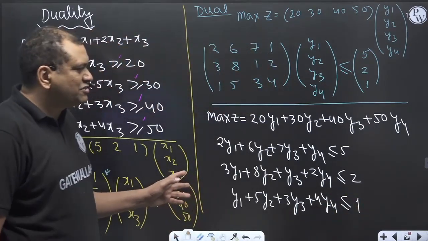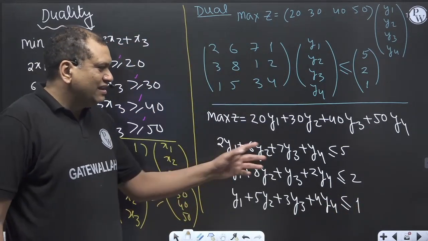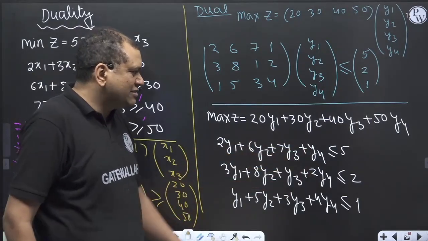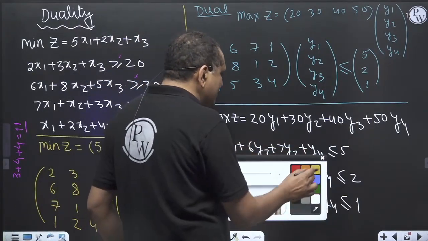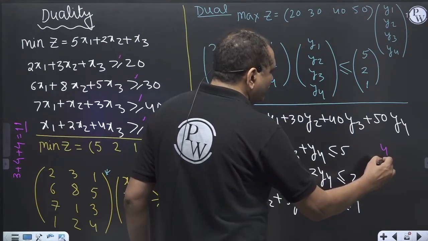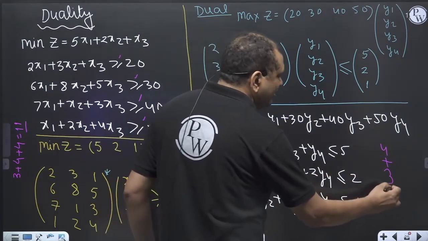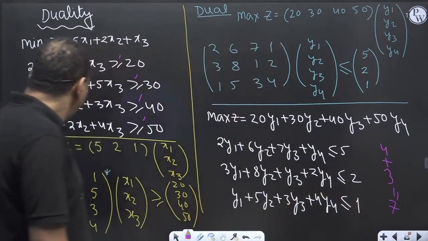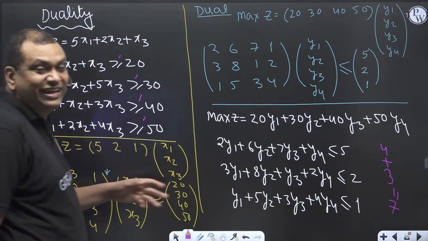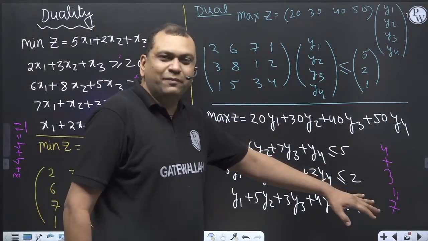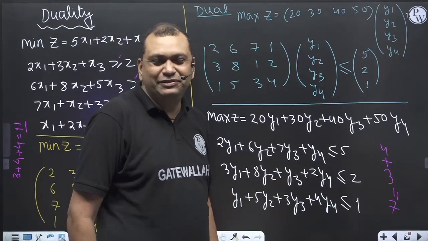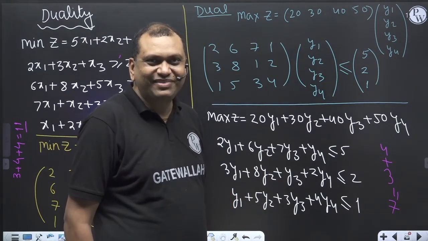So only 3 constraints, and only the slack variables will come. So the number of variables here is 4 plus 3 slack variables, only 7. Previously there were 11 variables. Now the same simplex problem can be solved with only 7 variables. Okay?